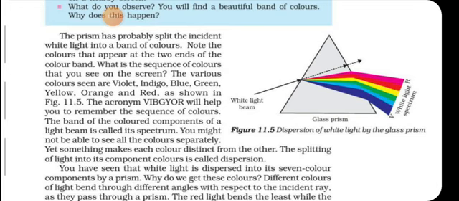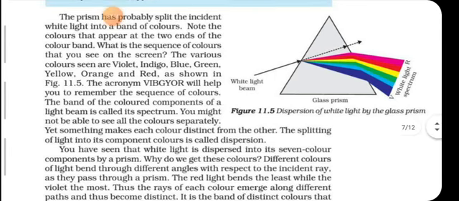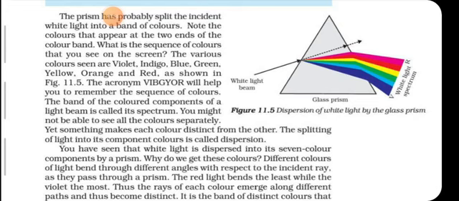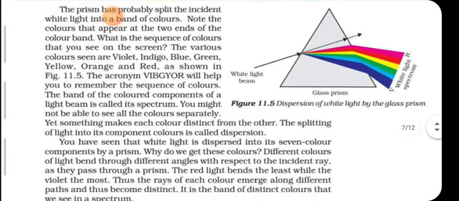Fine students, you might not be able to see all the colors separately, yet something makes each color different from each other. The splitting of white light into 7 component colors is known as dispersion. Fine students, I hope you are clear with this. If you are having any doubts, then please let me know. So, the 7 colors band from a white light is known as spectrum, and the splitting of this white light into component colors is known as dispersion.